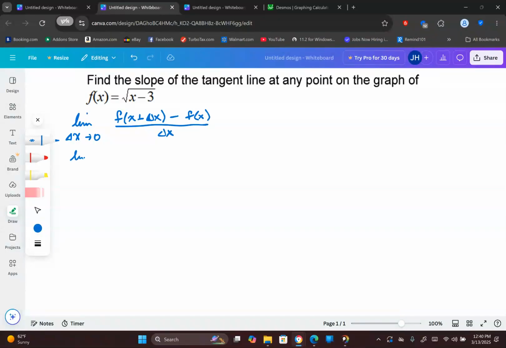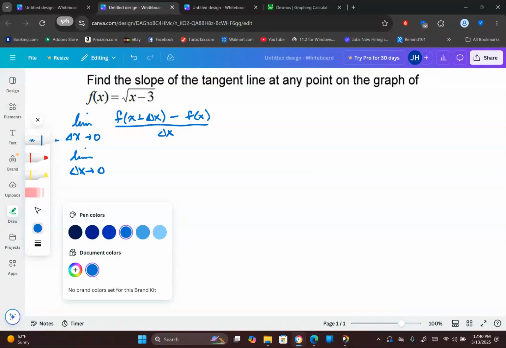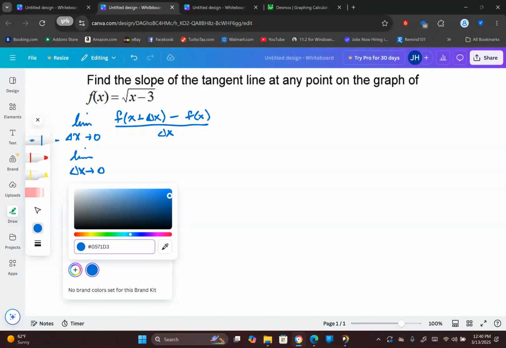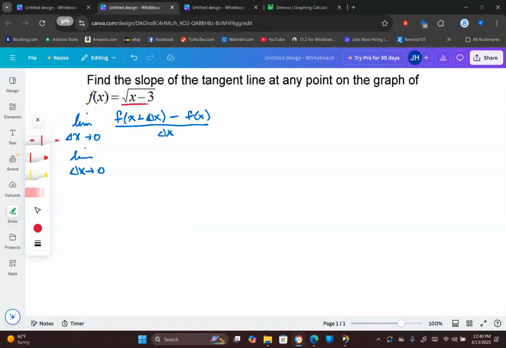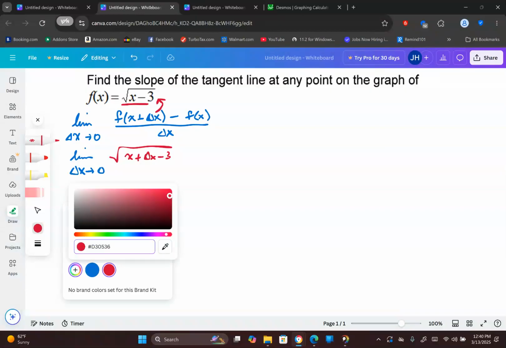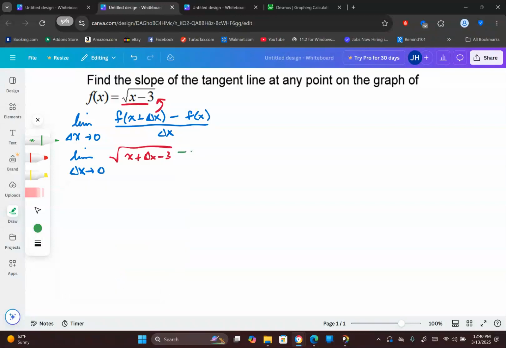Now again, let's use some color here. What is f of x plus delta x? Well, I'm going to plug it into here. It'd be radical, instead of x, it's going to be x plus delta x, and then, of course, there's the minus 3. And then I have to subtract f of x, which is radical x minus 3, and then this is all over delta x.